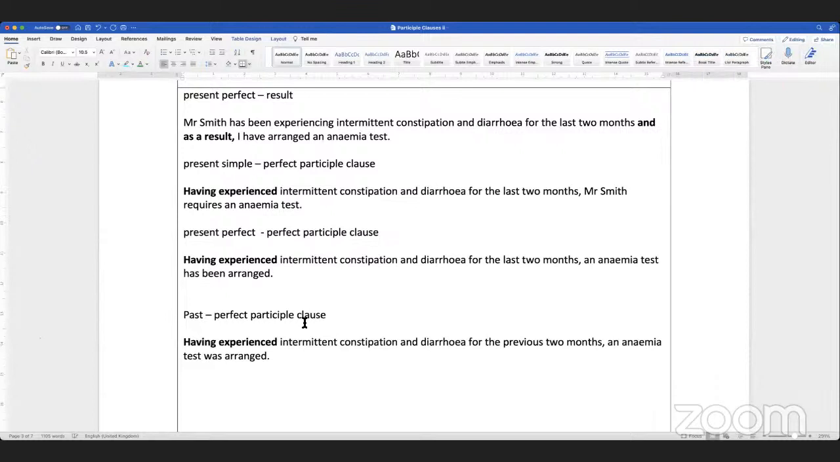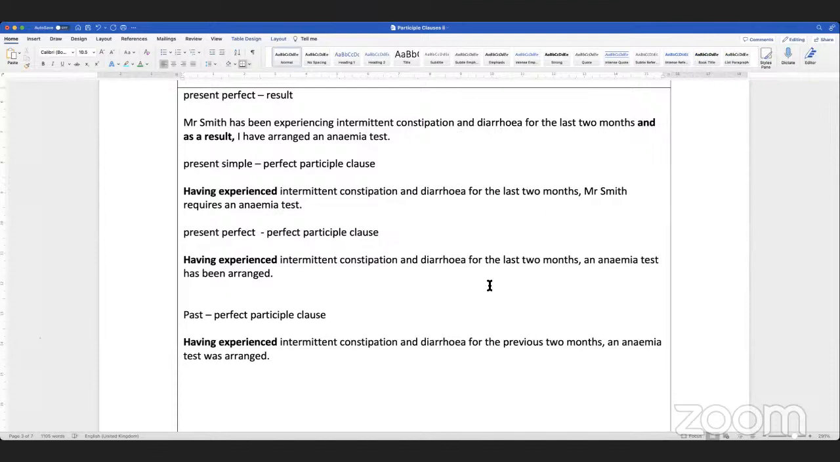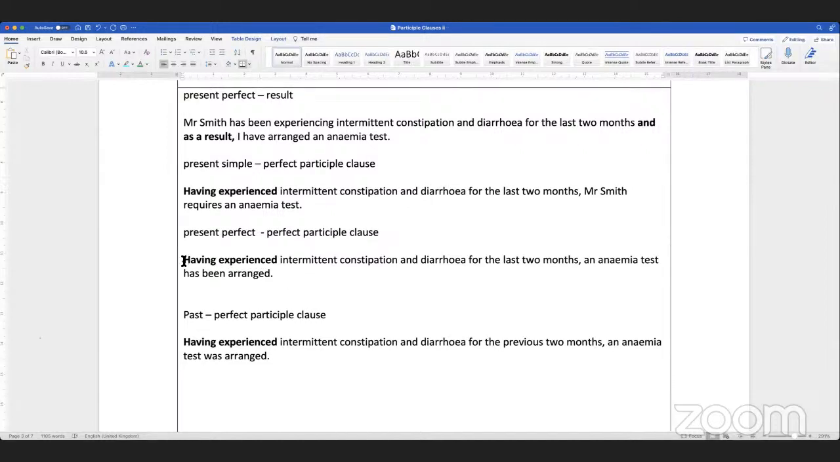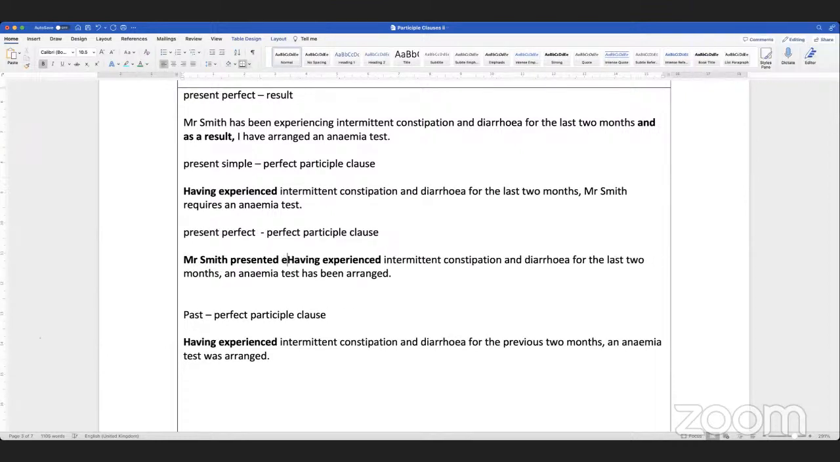But teacher, we don't have a subject. For example, constipation and diarrhea. Yeah, if we want to put the person in, now I was thinking about the timeline paragraph. We've probably already written his name, haven't we? So you probably said Mr. Smith presented on date earlier today.